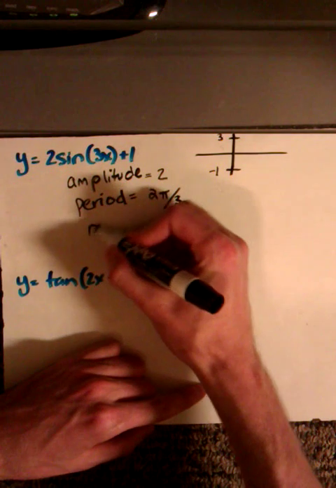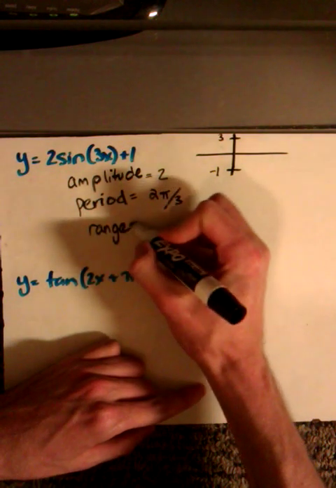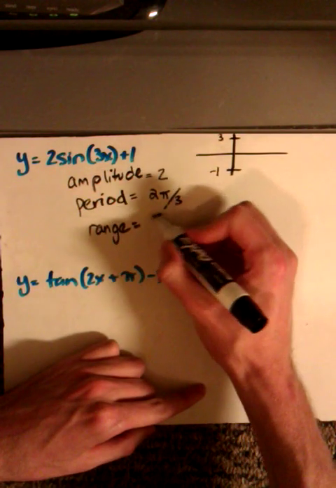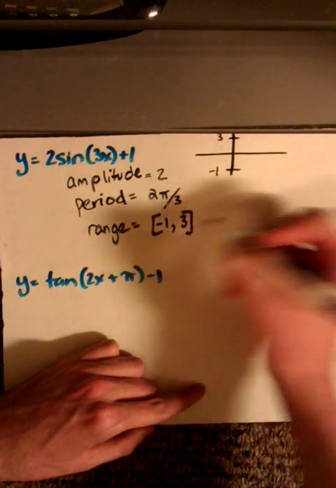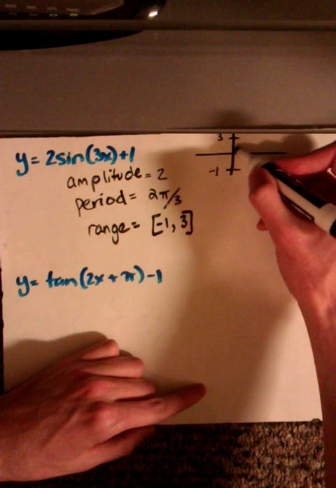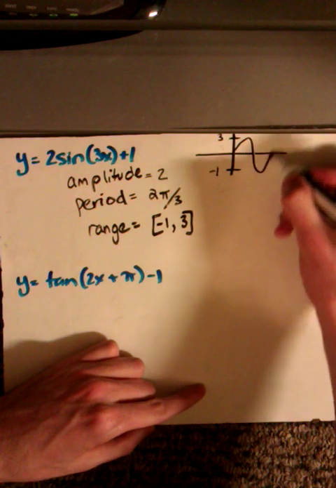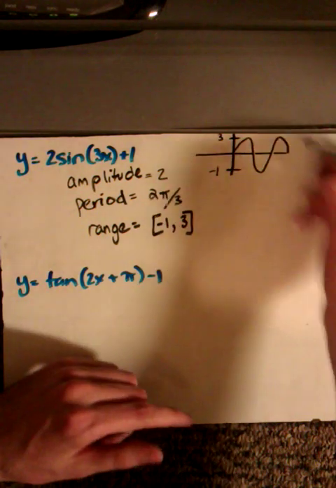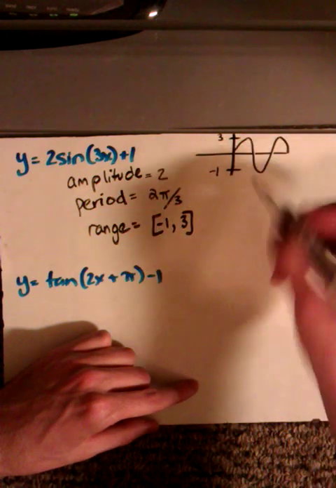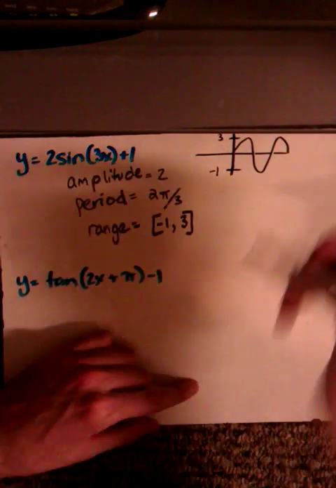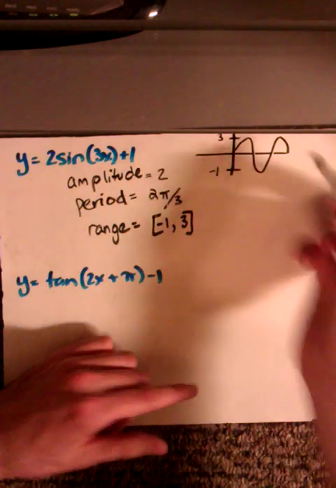The other thing we're going to talk about was range. So I already made a little sketch here that helps us with that. We can see that it would be between negative 1 and 3. We'd have something like this. It'd look something like that. That's a rough sketch. So there's your little sine graph. You can see it goes between negative 1 and 3.